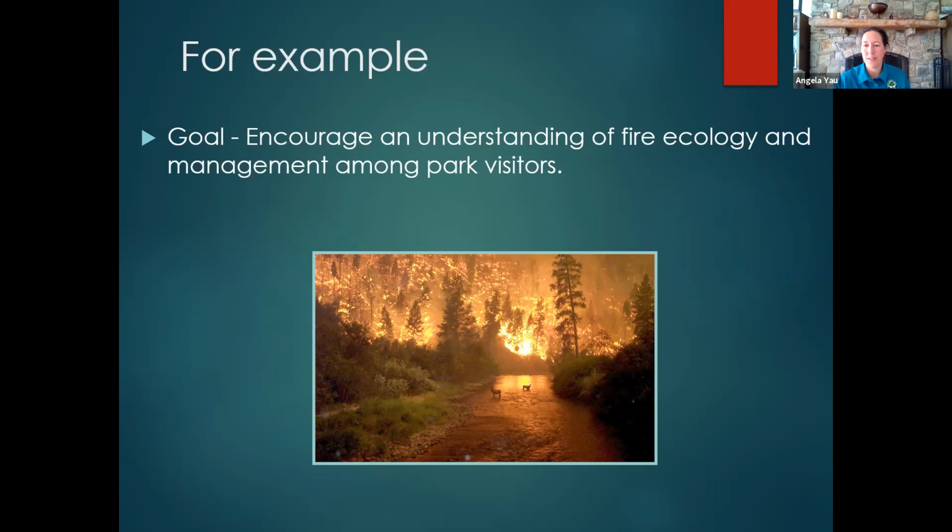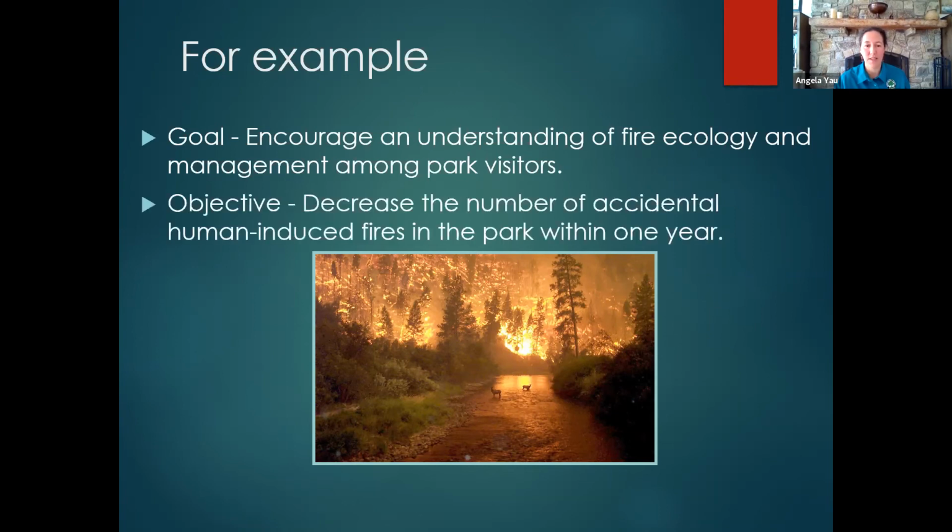You want your public to understand that it's not all what they saw in the movie Bambi, that fire isn't bad, and that we need to move beyond fire being bad to have a deeper understanding. So the objective, or an example of one objective, is to decrease the number of accidental human-induced fires in the park in a year. So within one year, we want fewer number of reports.